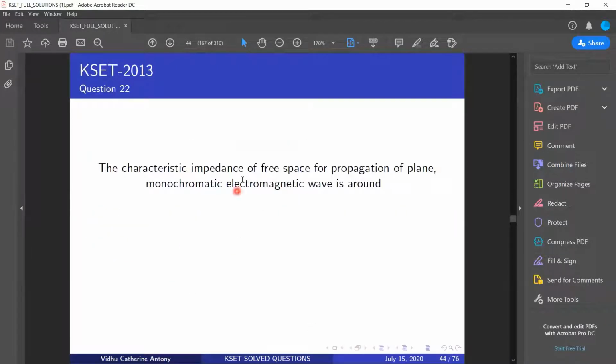The characteristic impedance of free space for propagation of a plane monochromatic electromagnetic wave is around what? So let's look at what this means. Your characteristic impedance, what does that mean? You're looking at the resistance. Basically every material has a certain amount of resistance. You look at air, there's going to be a certain amount of resistance. So what is the characteristic impedance of free space for propagation of a plane monochromatic electromagnetic wave?